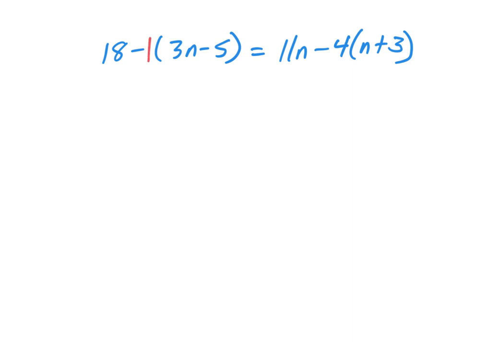Now, the first parenthesis has an imaginary 1 in front of it because there's no number directly in front of the parentheses. So I treat that as like a -1. And here's where you've got to be really careful. When I distribute, I'm distributing the negative with the 1. And so this would be 18 minus 3n plus 5.